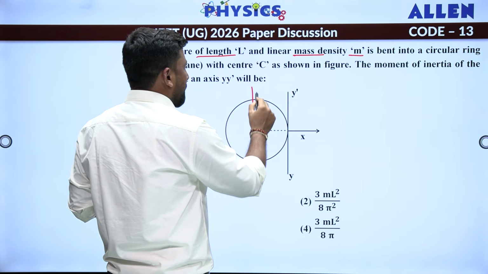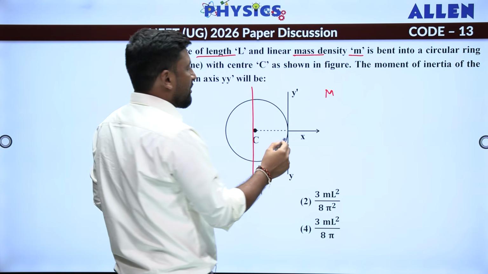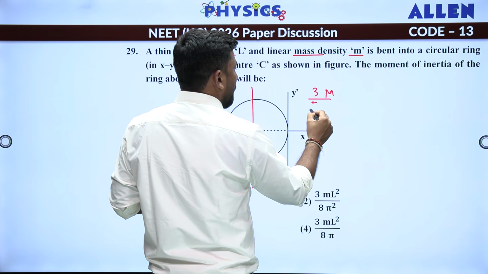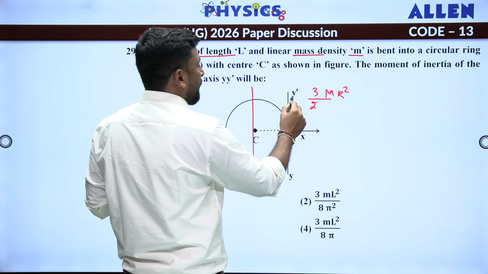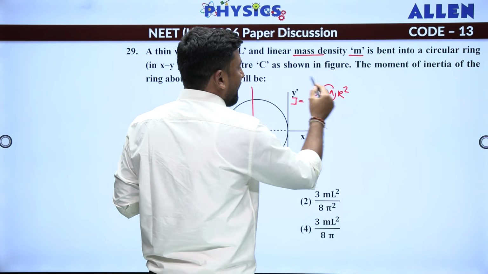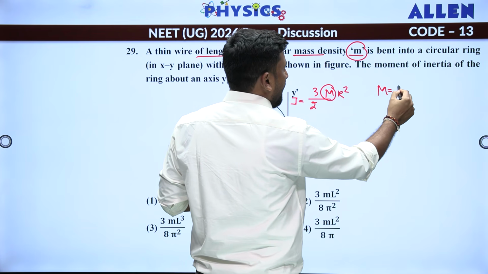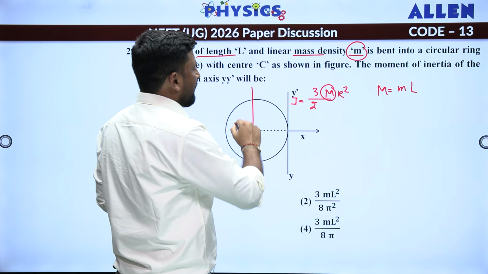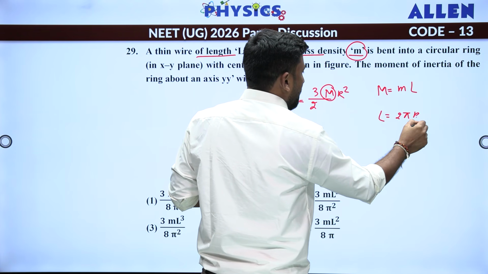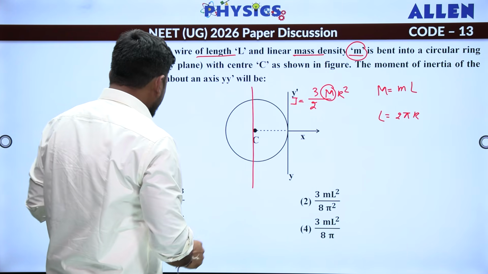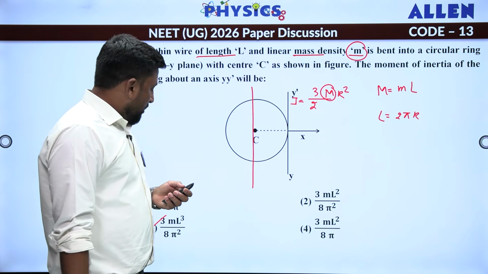If you take the mass of this as m, and the mass of the ring is capital M, then the answer should be 3 by 2 M r square, if you use the parallel axis theorem for the moment of inertia. But here small m is the linear mass density, so capital M you can say as m into L, and they are saying it is in the form of a circle. So the second equation: L is equal to 2 pi r. Using these two equations, if you solve, you are going to get the third option, which is 3 by 8 m L cube divided by pi square.